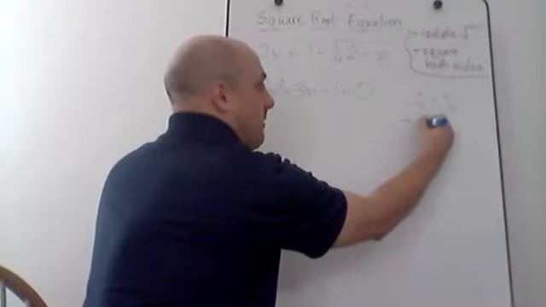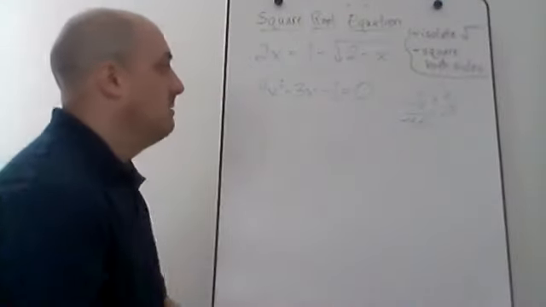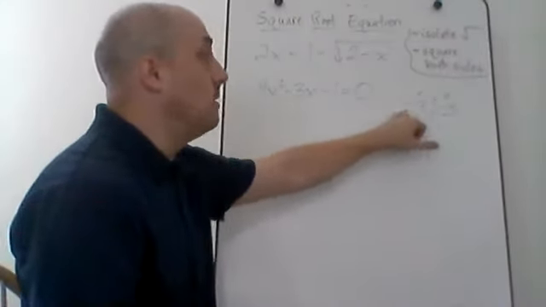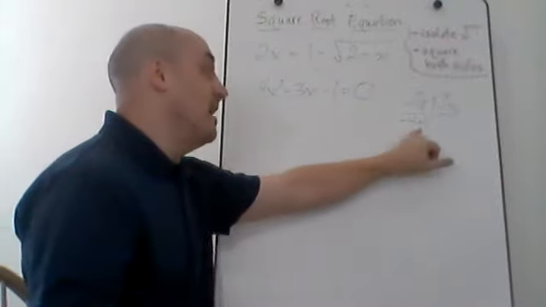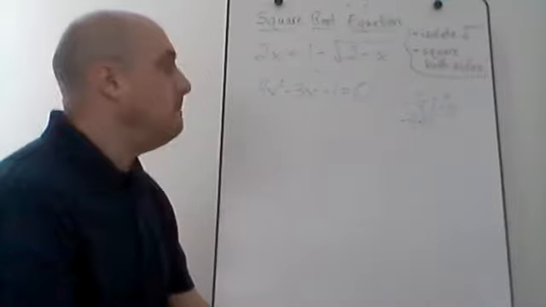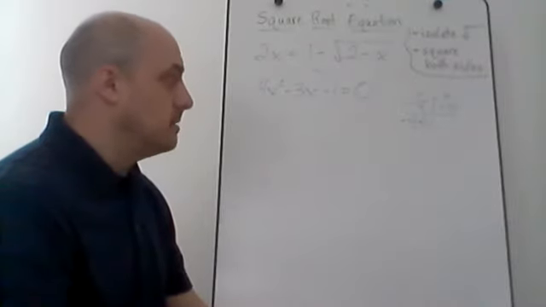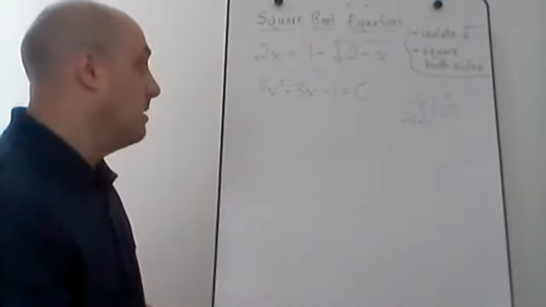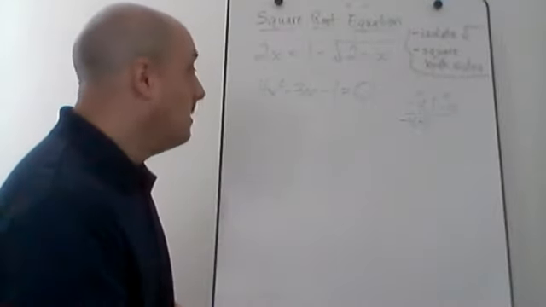Those numbers are going to be negative 4 and positive 1. If I multiply negative 4 times positive 1, it equals negative 4. If I add negative 4 plus positive 1, it's going to equal negative 3. I'm just double checking in my mind to make sure that works. So those are the numbers I need.